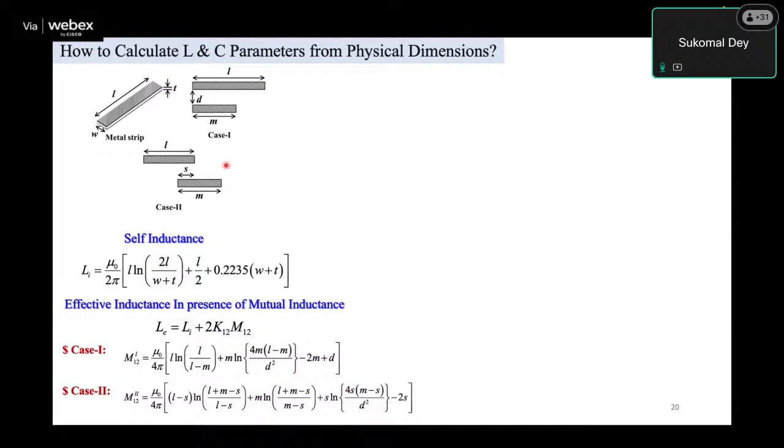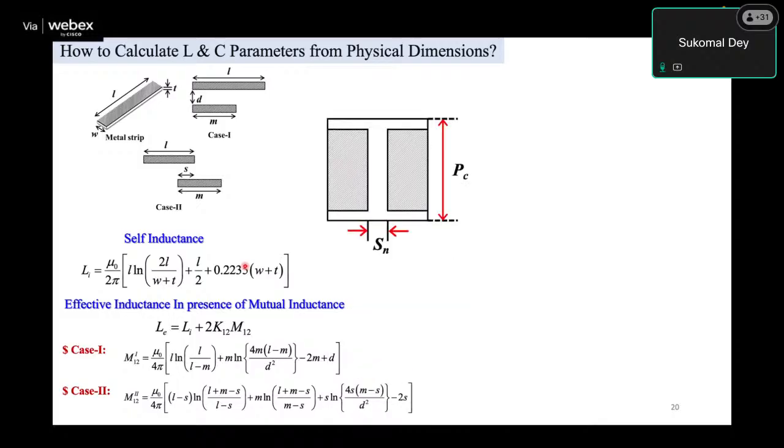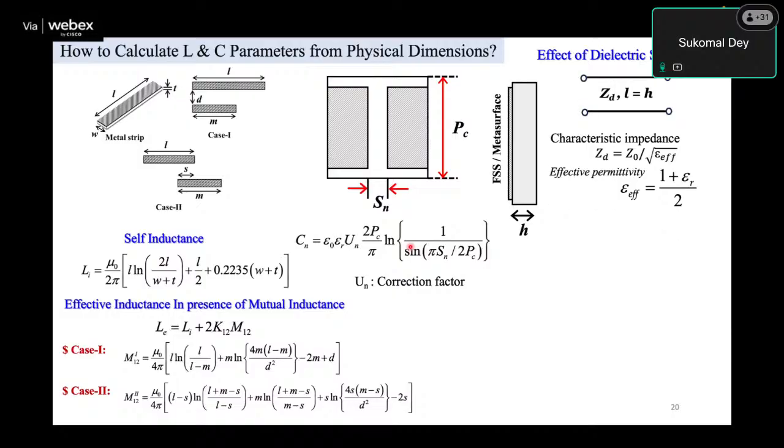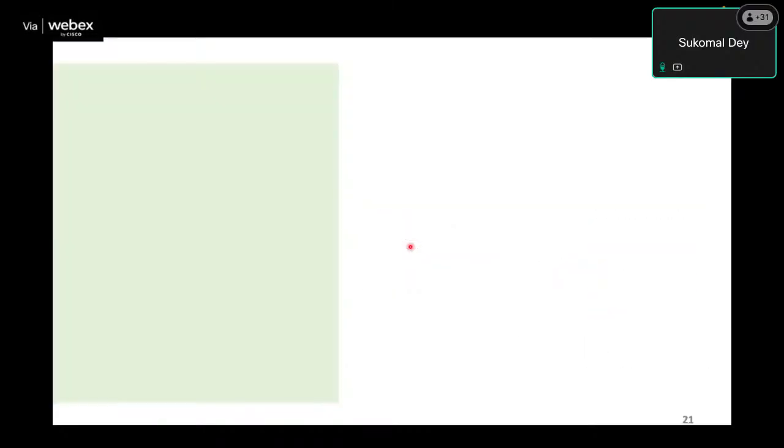Okay, I forgot to mention one thing over here. In most cases you have to calculate this overlap, and I guess all of you know that you have to use the same unit everywhere. If you are considering centimeter, or I always suggest millimeter for a unit cell, then all the dimensions have to be in millimeter form. Now if you have a gap like this, you can use this formula to calculate the capacitor.